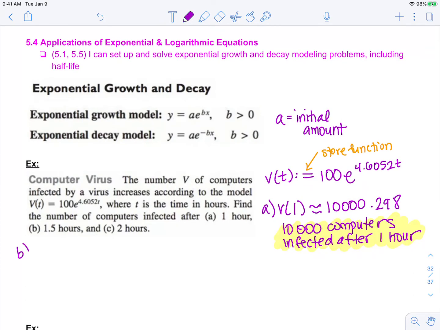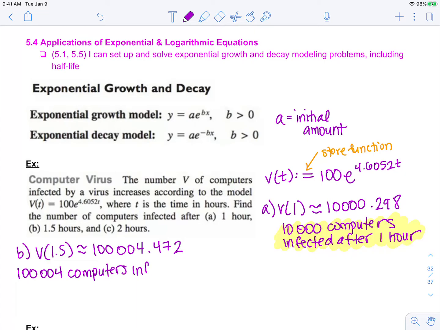Now for part B, we're finding V of 1.5. If I plug that in my calculator, I have 100,004.472. Now, once again, it does not make sense to have 0.472 pieces of a computer. So there will be 100,004 computers infected after 1.5 hours.